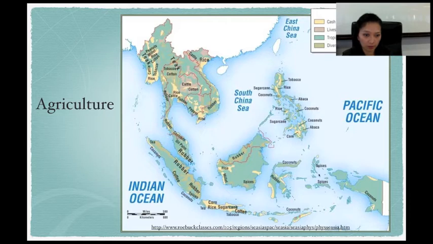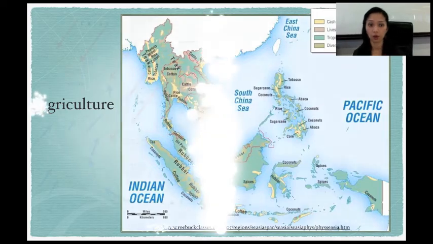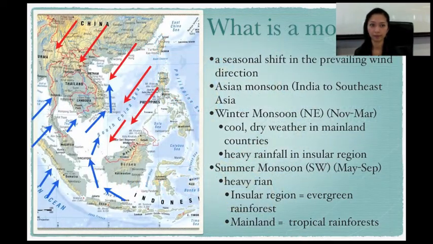Rubber, spices, a lot of spices. Moluccan Islands group here. Oh, look at this Java Island. What have you got? Okay, I'm going to go on to the next slide.